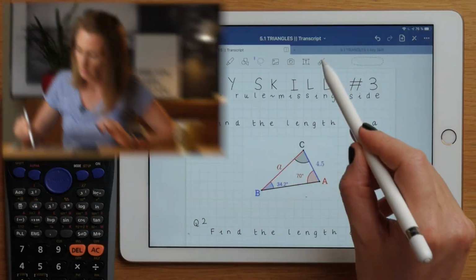Hi, welcome back. We're going to be looking at the sine rule today, when you've got a missing angle. Now, don't forget, the sine rule is used when we have one completed pair.